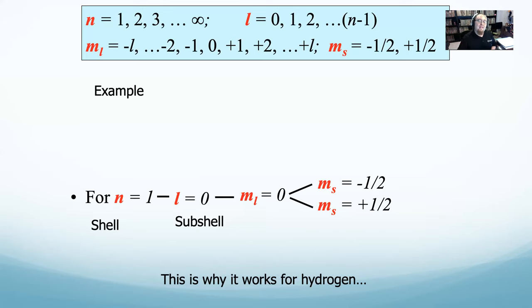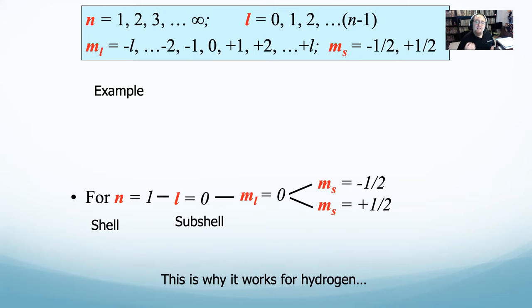Now, we will write this. This can hold two electrons. One electron will be in N equals 1, L equals 0, M sub L equals 0, M sub S equals positive 1 half. And the other one will be in N equals 1, L equals 0, M sub L equals 0, M sub S equals negative 1 half. I might have said positive 1 half twice, but one should be positive, one should be negative.